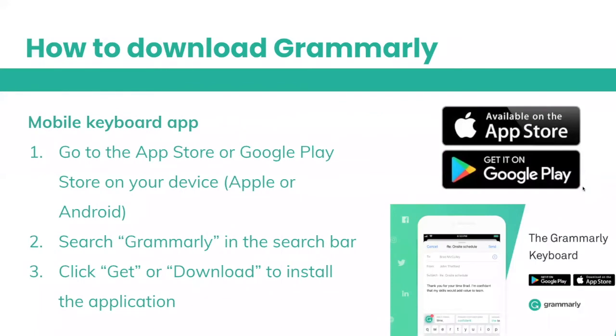Not only are there desktop applications and web extensions available, there's also the mobile keyboard app. To get this on your tablet or smartphone, all you need to do is go to the App Store or Google Play Store on your device, depending on if you have an Apple or Android device. Then search Grammarly in the search bar of the store, and then you can either click Get or Download, or whichever button it's prompting you to click to install the application.